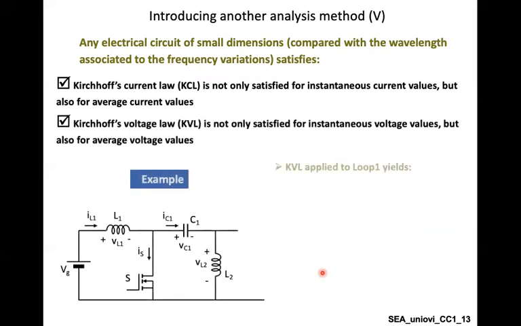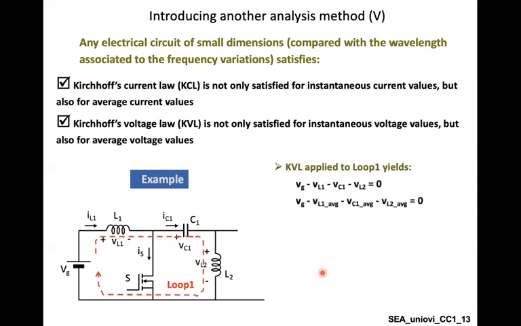Another important information, I believe you already know, is KVL, or the Kirchhoff voltage law. The Kirchhoff voltage law states that the summation of voltages in a closed loop should be equal to zero. So if we consider this red loop, considering VG as positive, then we have VL1. We consider VG positive because this is a supplier and the others are consuming devices. So VG positive minus VL1 minus VC1 minus VL2 is equal to zero.